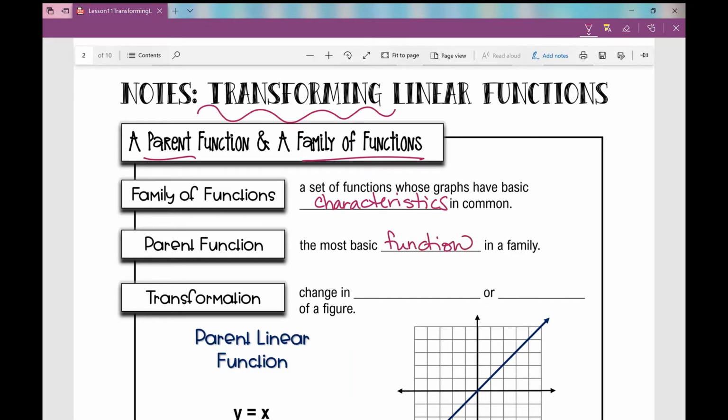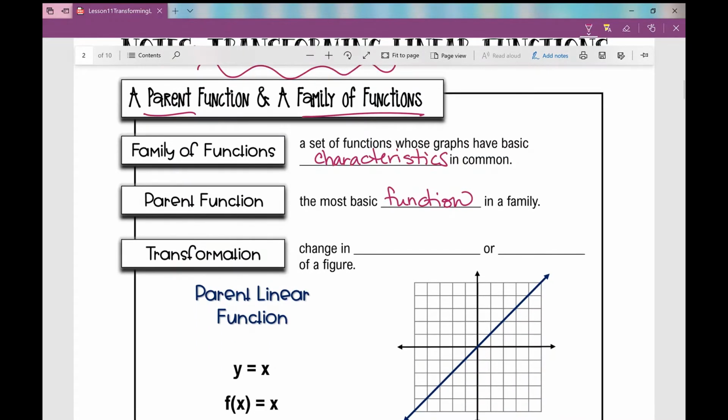So when we talk about a family of linear functions, they may look different, but their basic characteristics, one of the biggest ones being that they will all be a line graphed on the coordinate plane. And now let's talk about transformations. A transformation is a change in size or position of a figure.